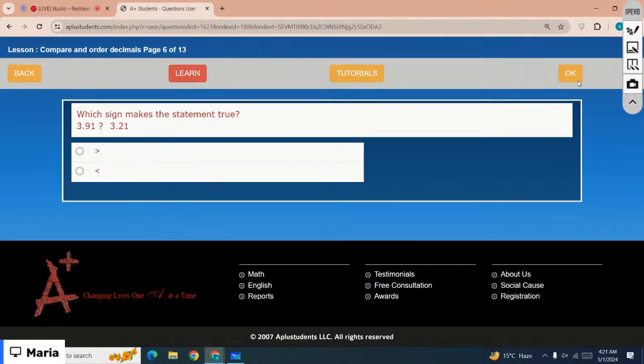Which sign makes the statement true? 3.91 and 3.21. Which is the correct option? The correct option is 3.91 is greater than 3.21. Okay, you can complete the lesson by yourself later today. Let me just move on to the next lesson.